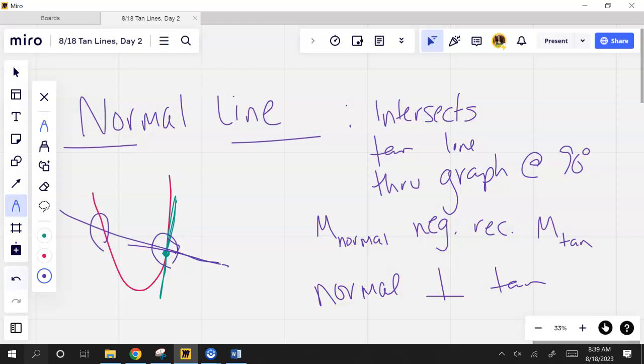Okay. The normal is perpendicular to the tangent. The slope of the normal is the negative reciprocal of the slope of the tangent. So maybe write that out in your notes because that's my shorthand. The slope of the normal line is the negative reciprocal of the slope of the tangent line.